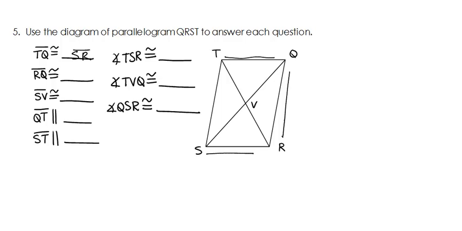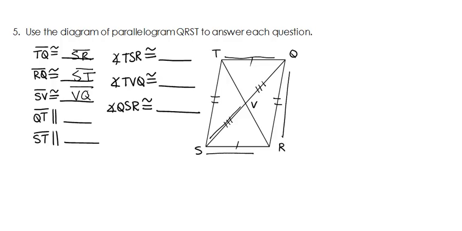RQ would be this segment. It would be congruent to the segment opposite it, which would be ST. And then we get SV is congruent. SV is this part. It would be congruent to the other part of that diagonal. Because remember diagonals bisect each other, so SV is congruent to VQ. Let's go to the next congruent ones. We'll do the parallel ones last.